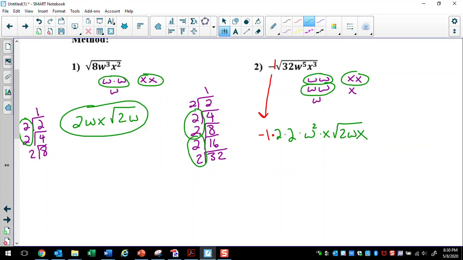Alright, now let's just take all this and put it all together. So negative 1 times 2 times 2 is going to give me negative 4, W squared X, square root of 2WX. Done. Let's try another one.